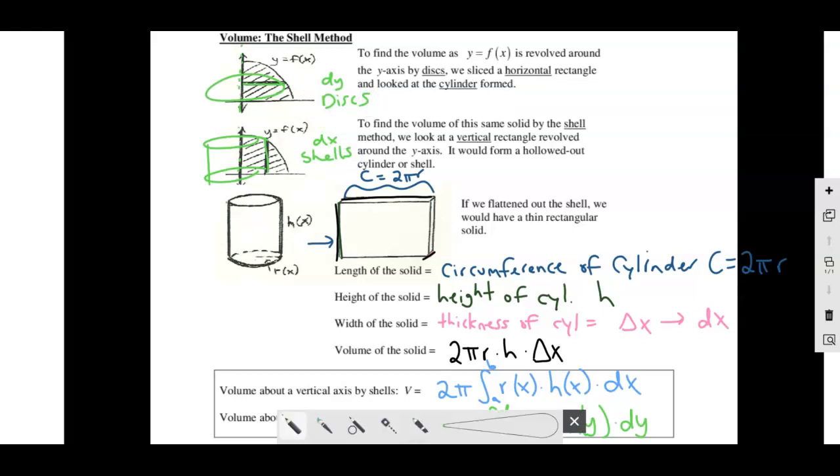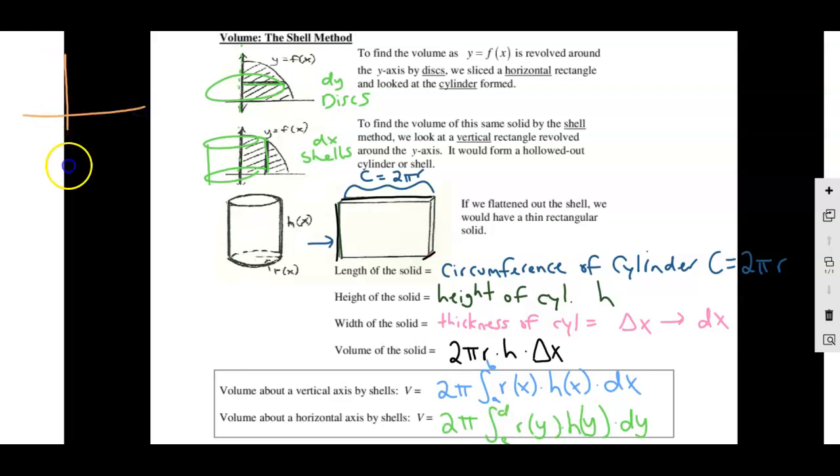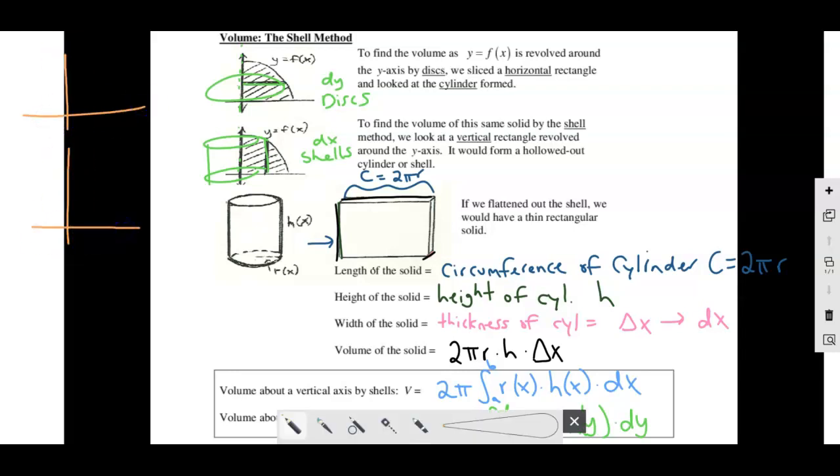Now, if we were to do something different, like how about if I were to take that region, let me just sketch it again.